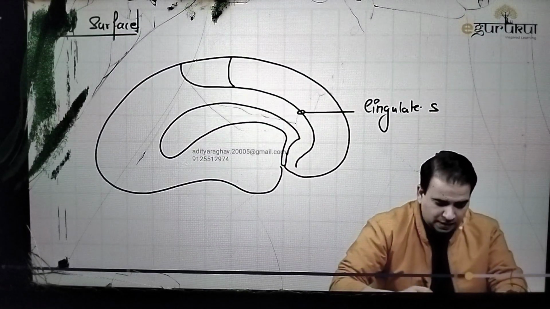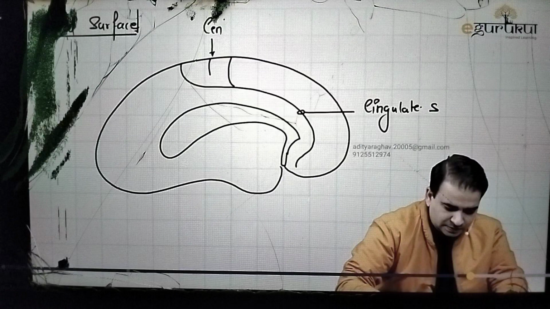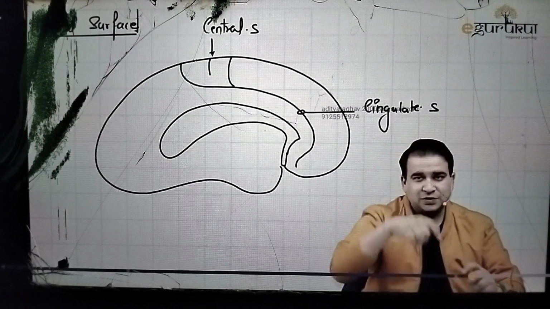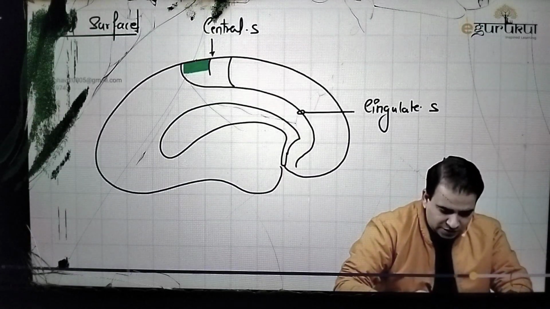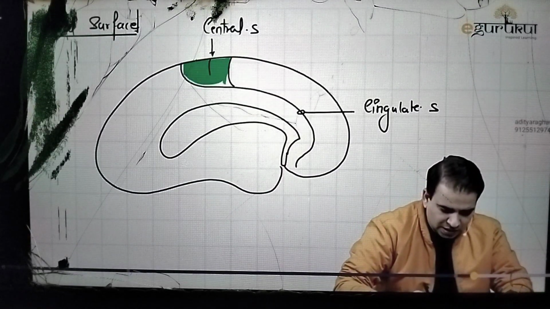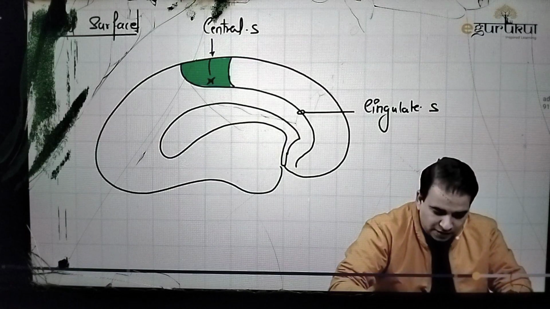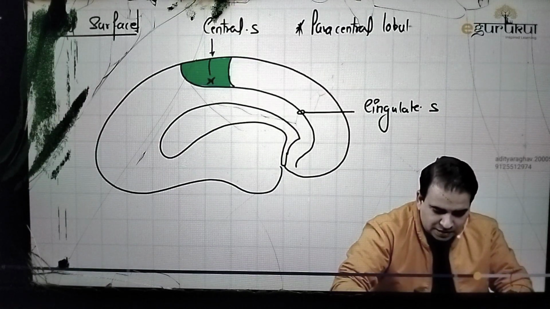And between these two limbs of the cingulate sulcus, you will see a slight projection of the central sulcus. The central sulcus is present on the superior lateral surface of the brain, but you will see a small projection of that central sulcus on the medial surface. And why is this projection important? Because around this central sulcus, but within the limbs of the cingulate sulcus, look at this area which I'm highlighting here. This is a very, very important area. This area which is present around the central sulcus, we call the paracentral lobule. This is the paracentral lobule.